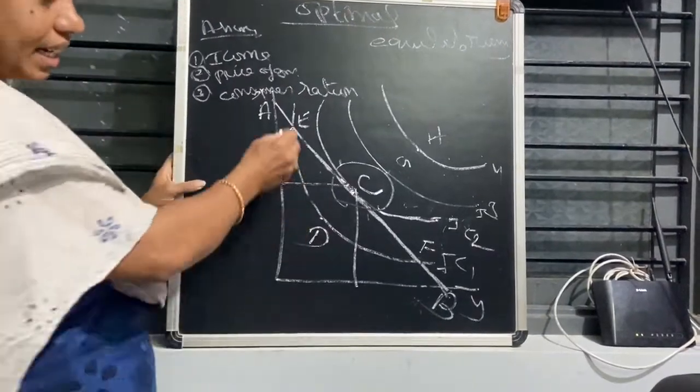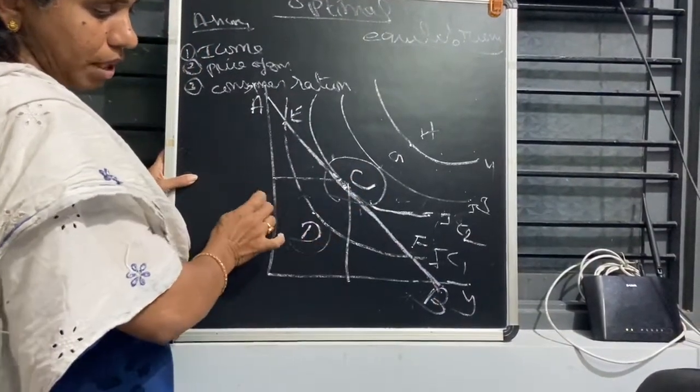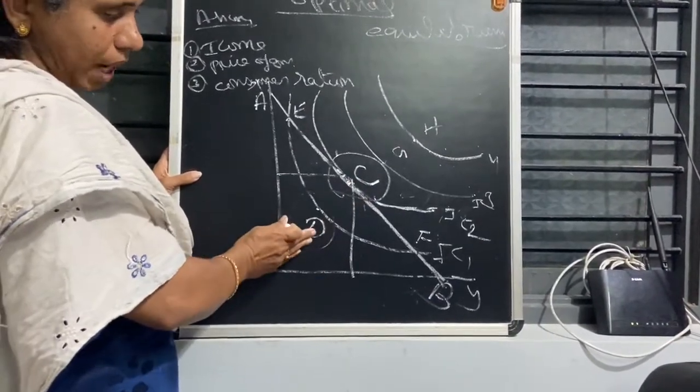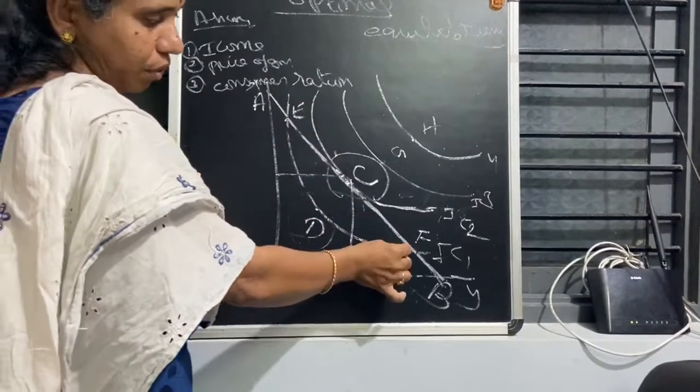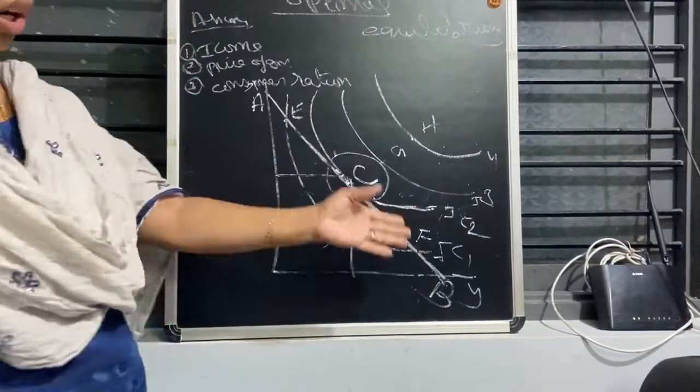Why? Because it touches the budget line, whatever his income. Why is D not optimal? Because it is below the budget line, so you are able to buy some more goods, so you will not be happy. Then why not E and F? You will be asking, ma'am, E and F are also on the same line. Why are these not the optimal choice?